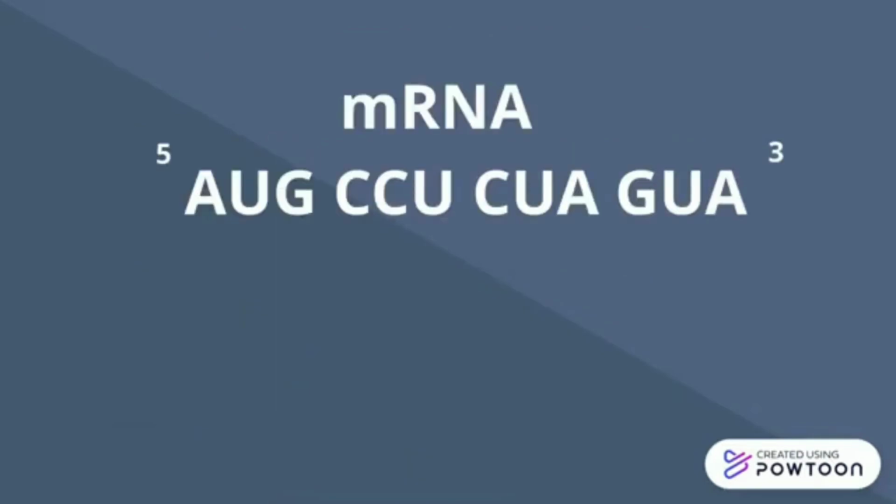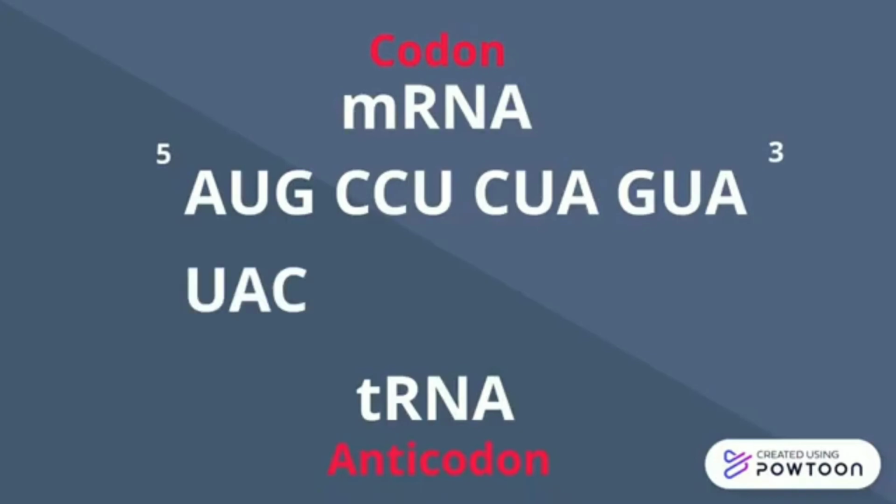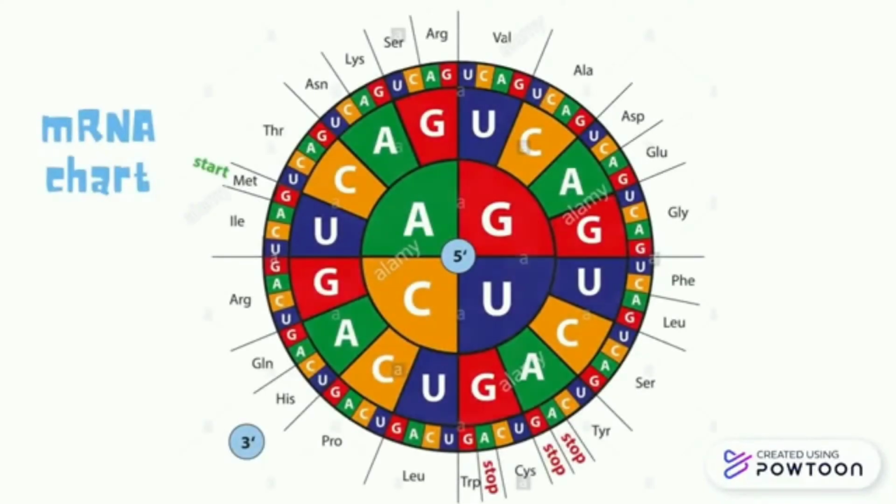Now, messenger RNA pairs with the transfer RNA. The messenger RNA will be the codon, and the transfer RNA will be the anticodon. The transfer RNA has uracil, therefore A will pair with U, and G with C, and so on. Now, let's find the amino acid by using an mRNA chart.